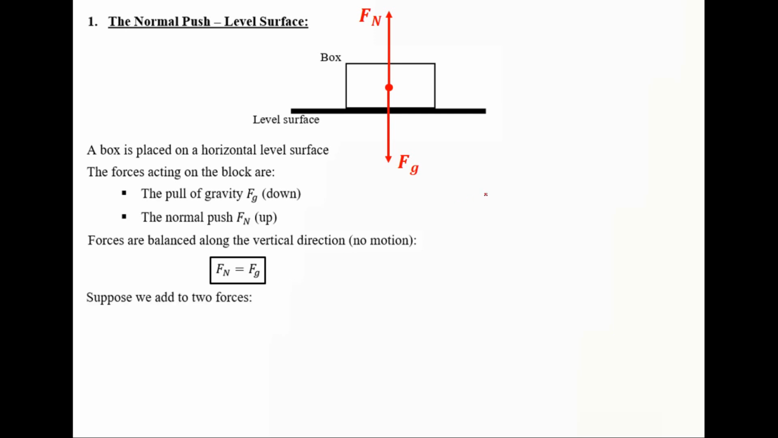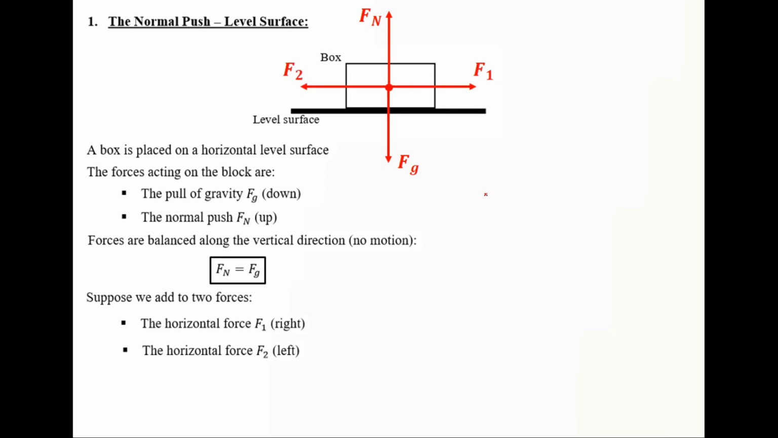Now suppose we add two forces, the horizontal force F1 to the right and the horizontal force F2 to the left. Because these forces are horizontal, the expression of the normal push will stay the same. Whenever we have a box on a level surface and horizontal forces acting on the box, the expression of the normal push won't be affected and it's equal to the pull of gravity. Keep in mind that the normal push is a contact force and it would be affected based on the situation or the problem.